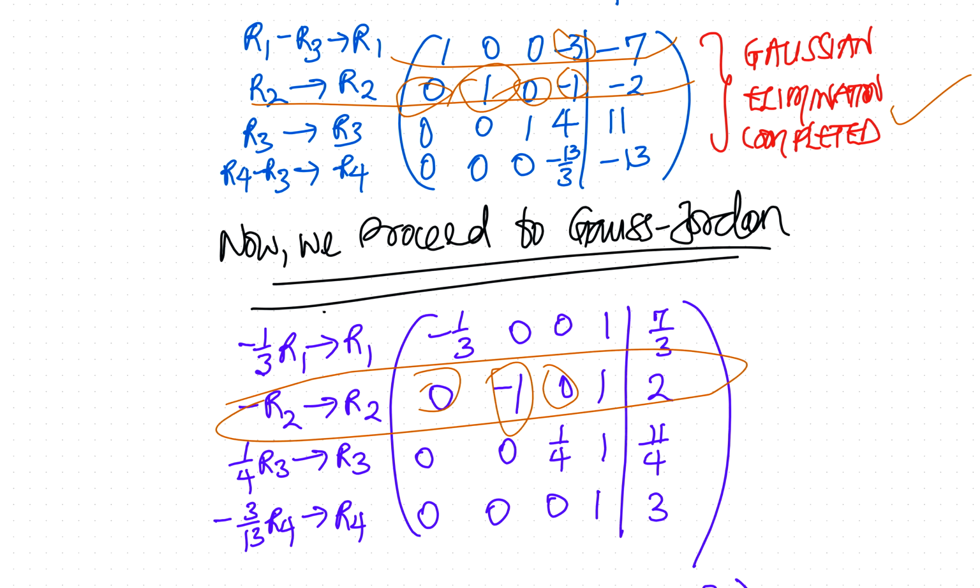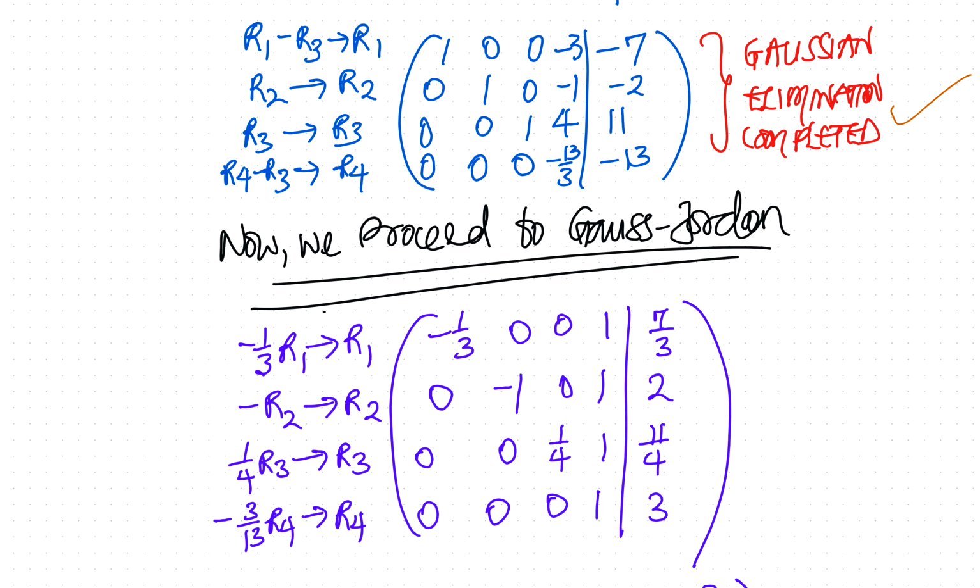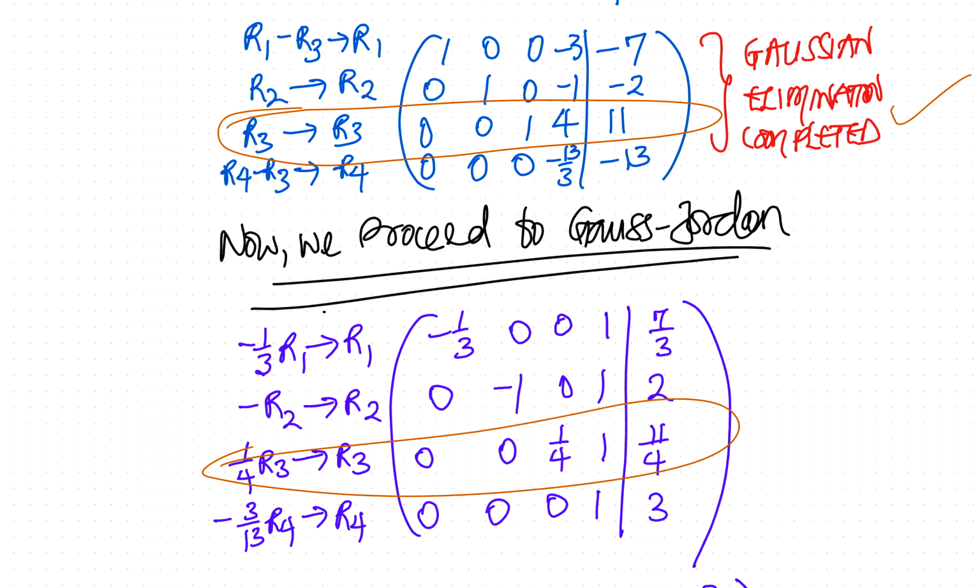All right. So row 3 now, we need to make that 4 into 1. And what do we do? We just multiply through by 1 over 4. Multiply this through by 1 over 4, and you get this. So 1 over 4 times 0 is 0, 1 over 4 times 0 is 0, 1 over 4 times 1 is 1 over 4, 1 over 4 times 4 is 1, 1 over 4 times 11 is 11 over 4. So that takes care of row 3.